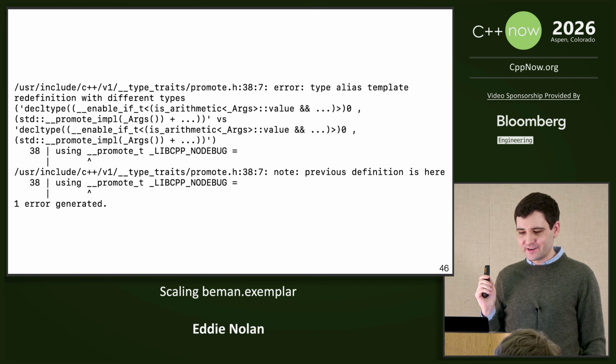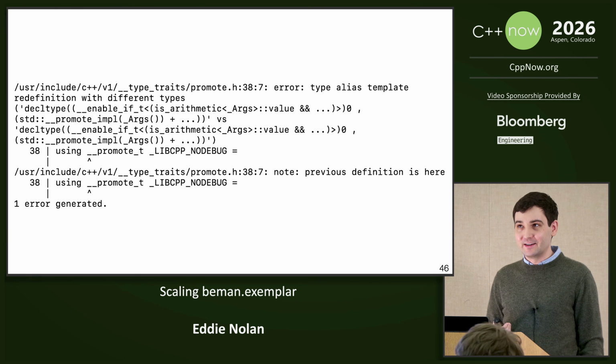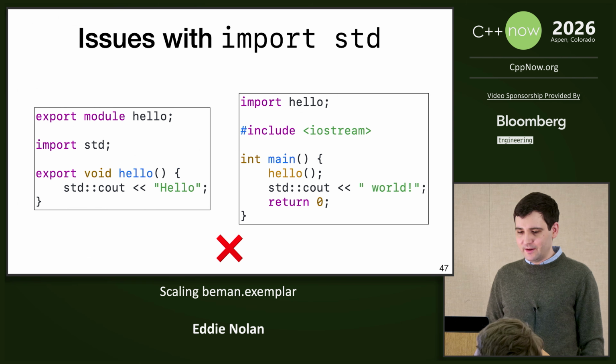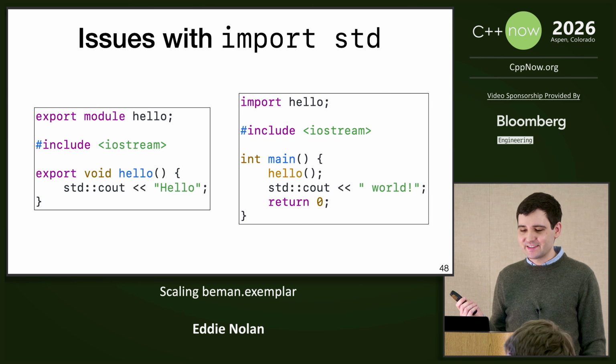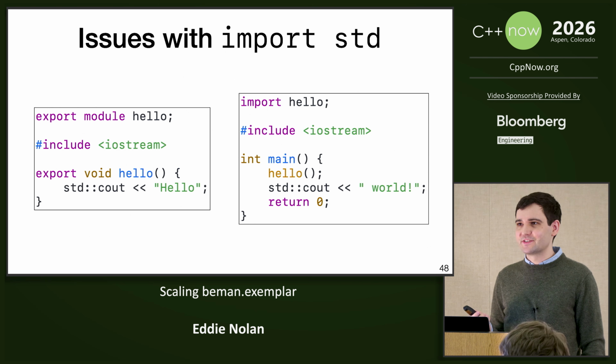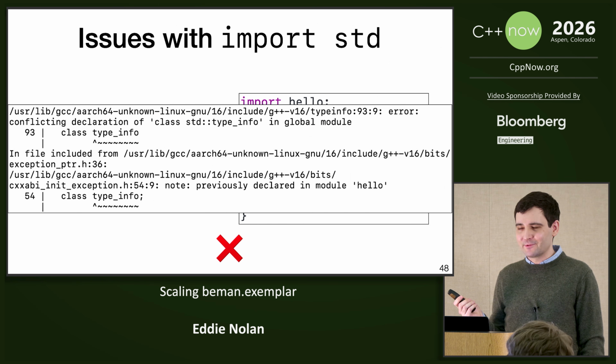And for good measure, here's the Clang version of those error messages, essentially the same thing. So this doesn't work. And you might say, okay, well, just don't use import std, just use normal includes in both cases. That's also broken. You get exactly the same class of error messages, these spurious redefinition errors.